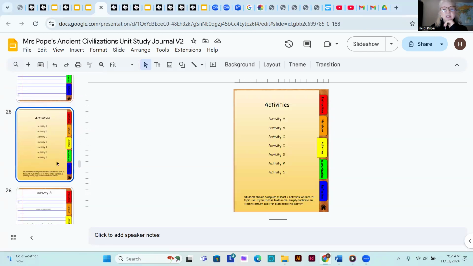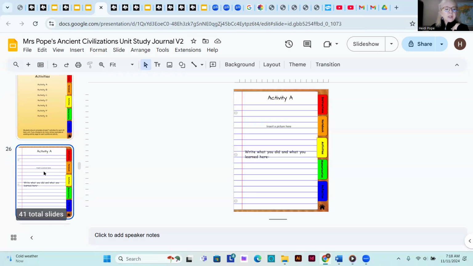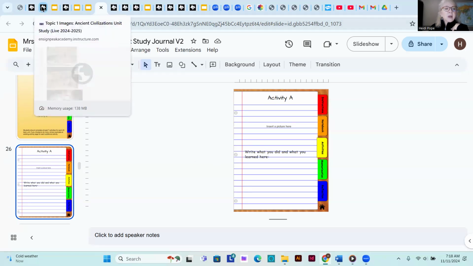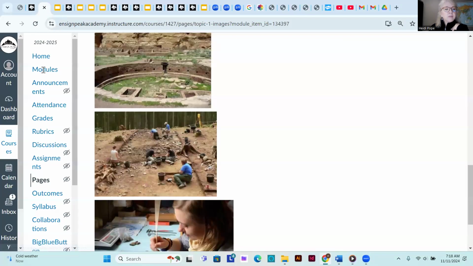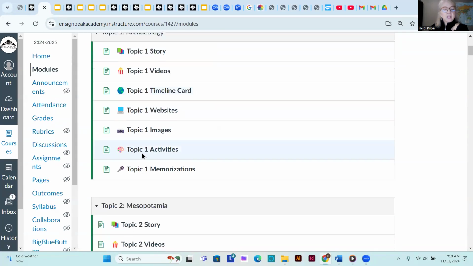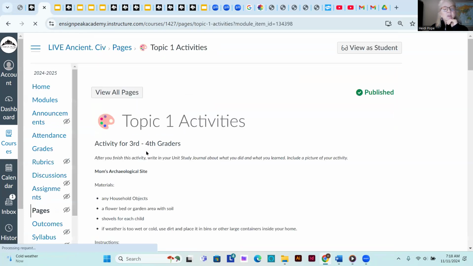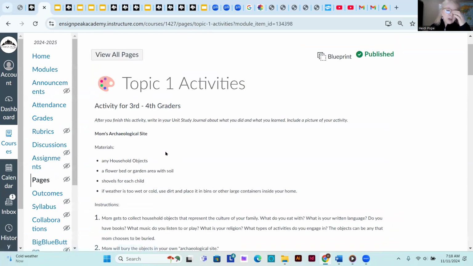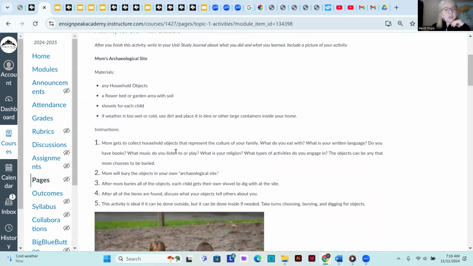Now, any activities that you may do, this is the activity page, and we're really just taking a look at the unit study journal. Any activities that you do should be recorded somewhere. They need to be recorded. For example, here is the activity page that goes with activity A. So if I'm back here at my images, remember I picked my images, now I want to go back to my activity. What is the activity for this unit study? Well, for third and fourth graders, it is a mom's archaeological dig site.